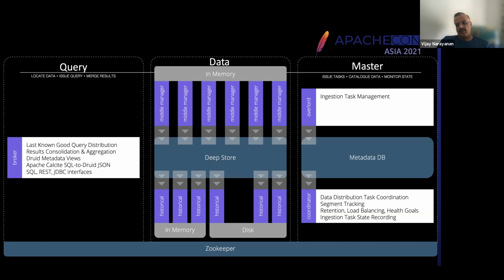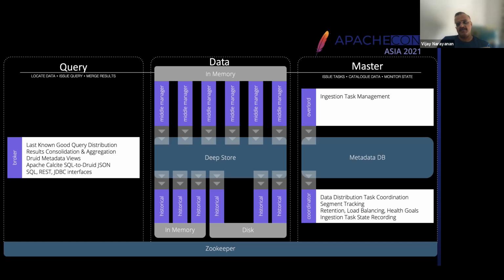Now, the query nodes in Druid bring in the queries and choose which data nodes the queries will go to, depending on the time period in the query. They also support various interfaces like SQL, JDBC, REST API, and so on. The master nodes coordinate the whole thing.